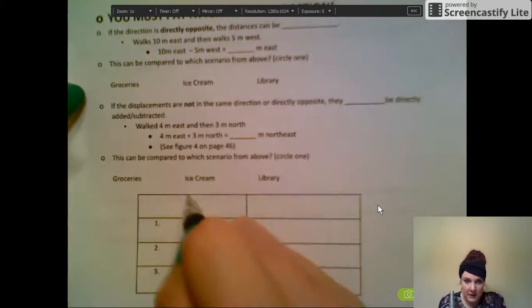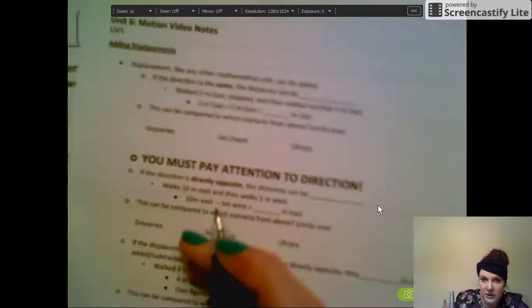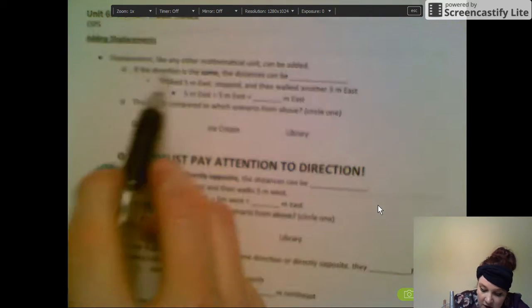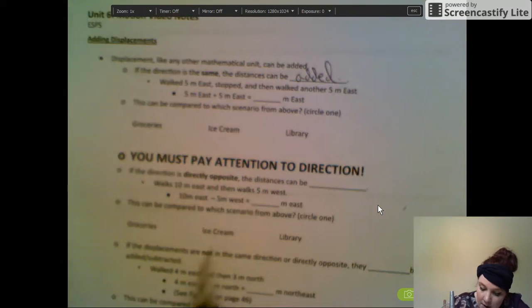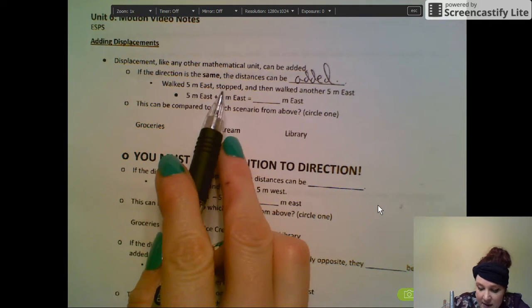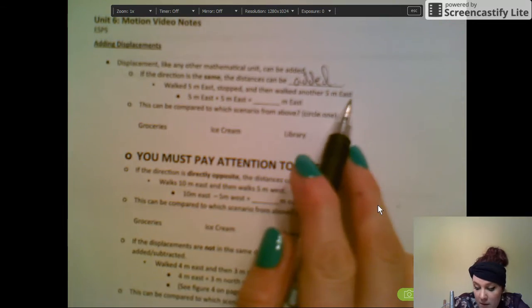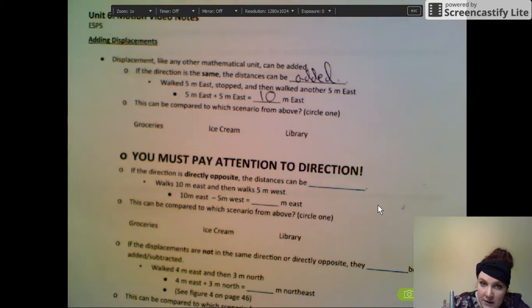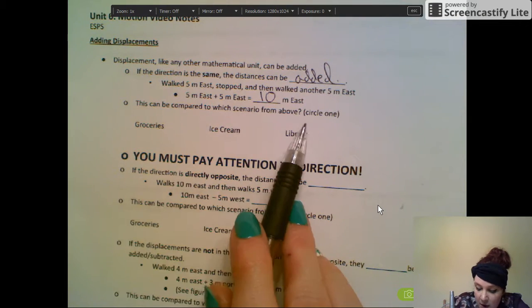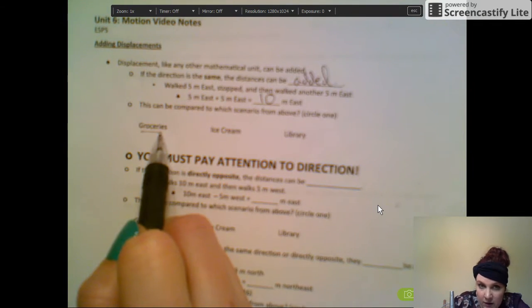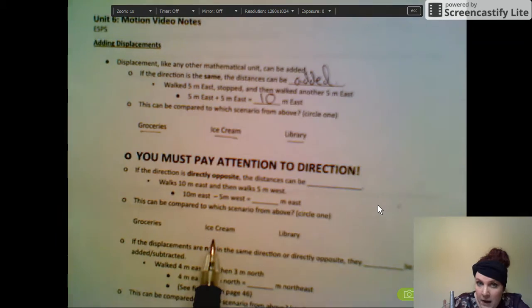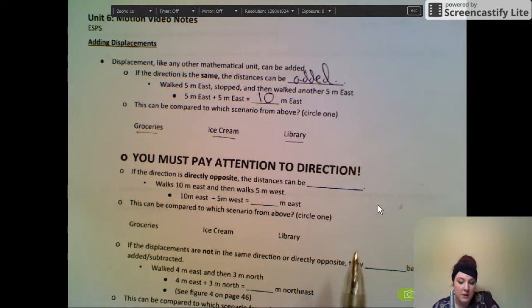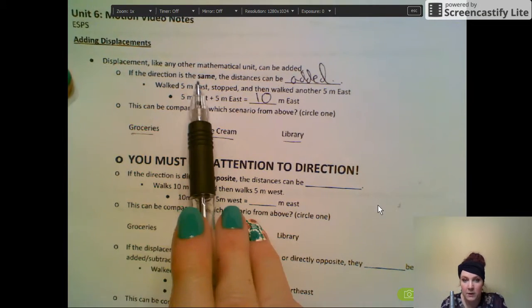All right, so we don't need this right down here. But up here, these are some things that we noticed. If the direction is the same, the distances can be added. So if we walked 5 meters east, stopped, and then walked 5 more meters east, that would give us 10 meters east. So which scenario can this be compared to? Would it be bringing groceries to Grandma? Would it be getting ice cream with Bobby? Or would it be going to the library? Pick one. Which one does this scenario relate to the most? Adding 2 distances together, going in the same direction.